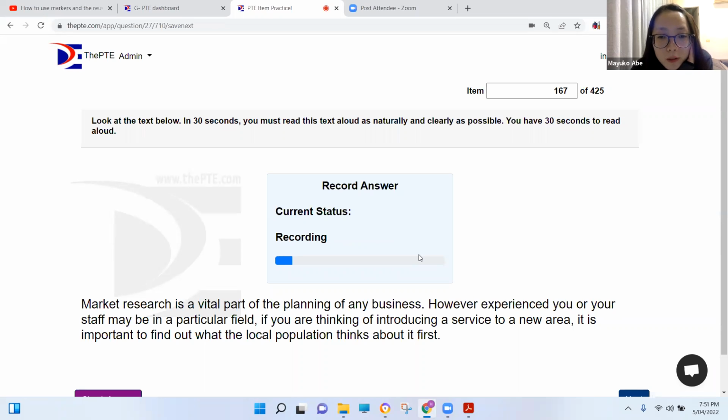Marketing research is a vital part of the planning of any business. However experienced you or your staff may be in a particular field, if you are thinking of introducing a service to a new area, it is important to find out what the local population thinks about it first.